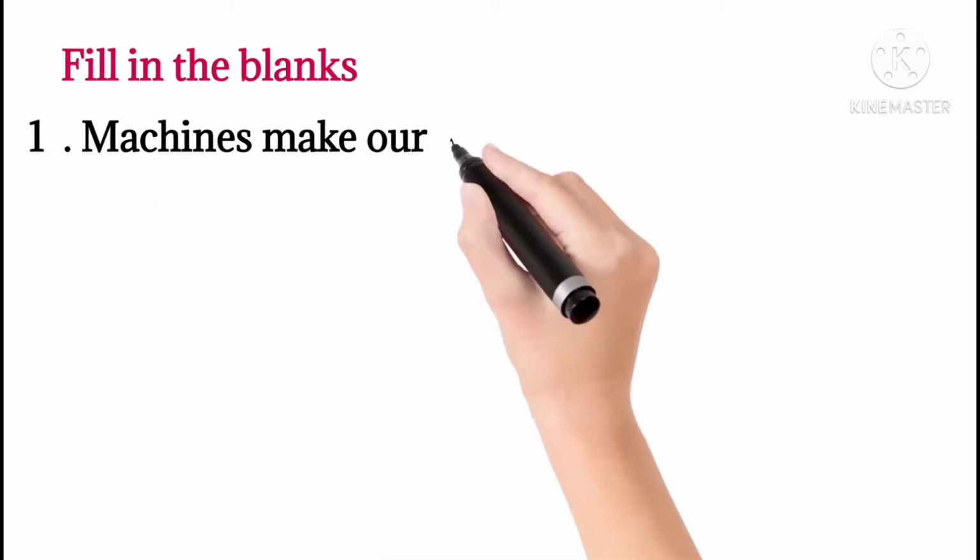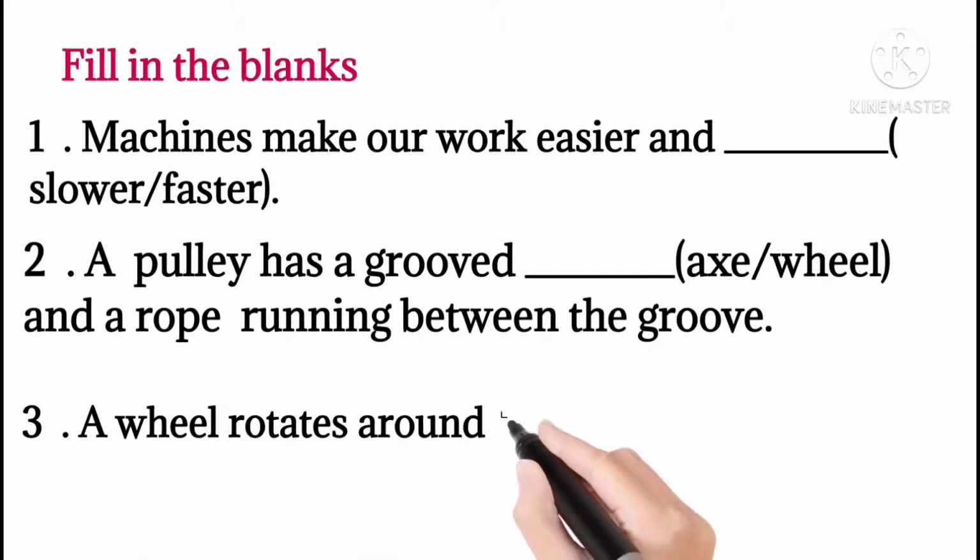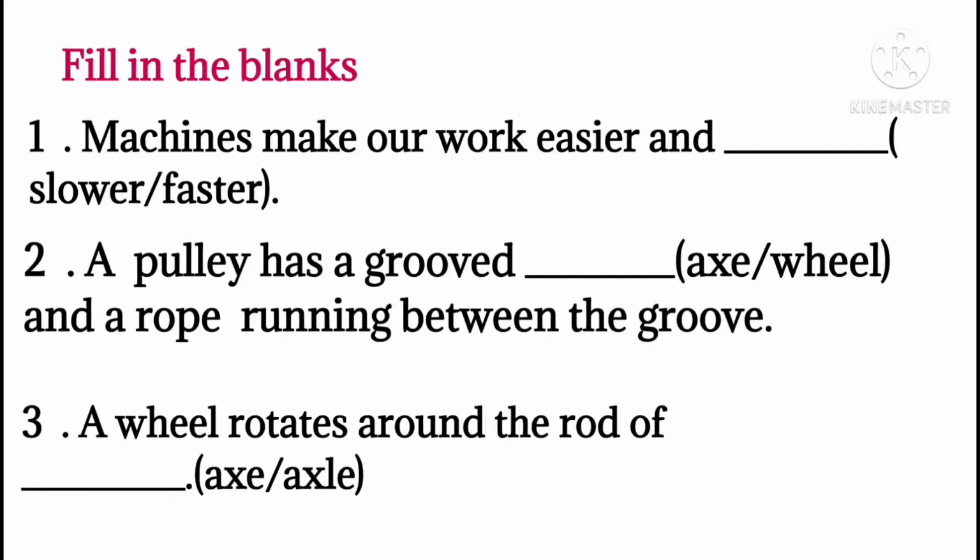Next, filling the blanks. 1. Machines make our work easier and dash. In brackets there is slower and faster. Machines make our work easier and faster.